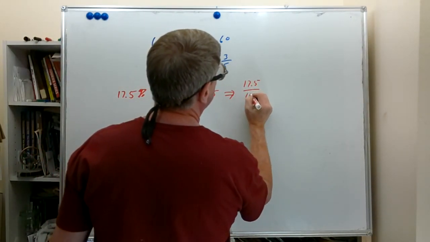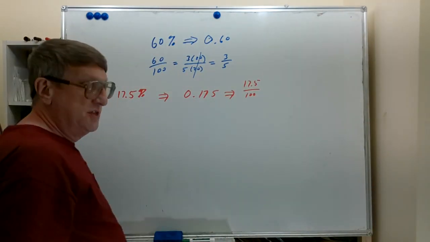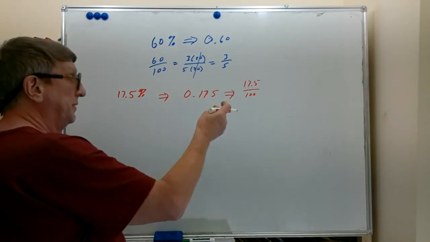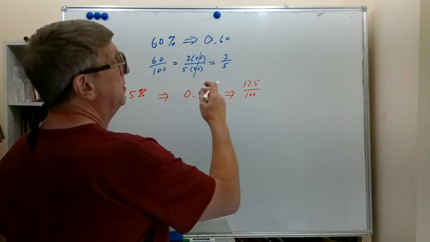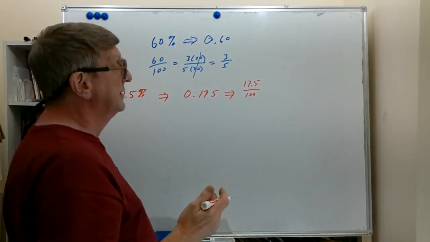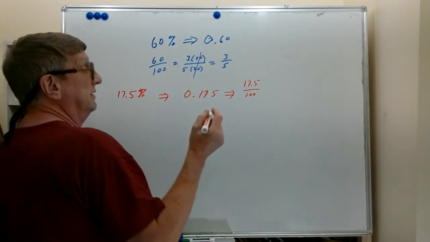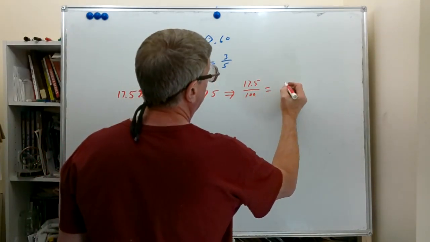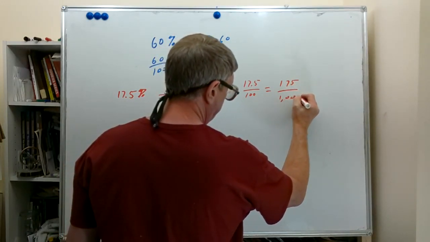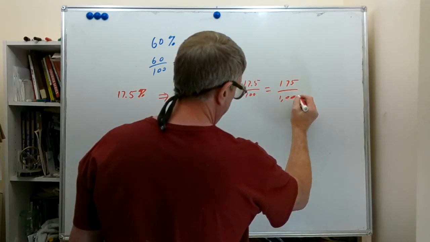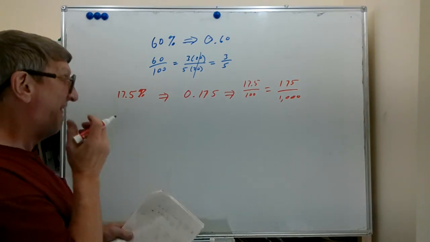17.5 over 100. Now we'd like to get whole numbers in the numerator and denominator, so we're simply going to multiply by 10. I'm going to skip writing that out this time. I'm just going to move the decimal place 1 to the right for the numerator and the denominator to get whole numbers and the same equivalent fraction. So 175 over 1,000. So there is a fraction with whole numbers in the numerator and the denominator.